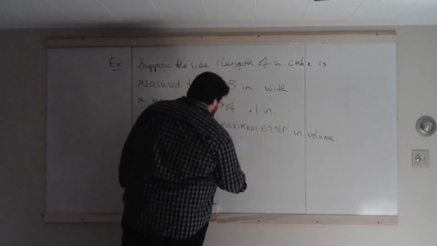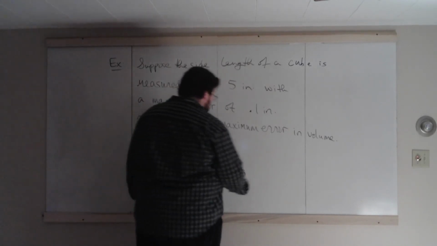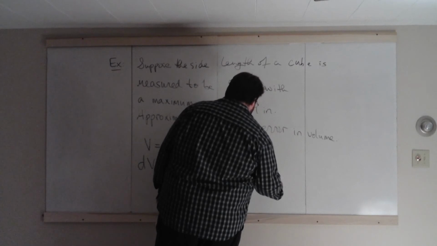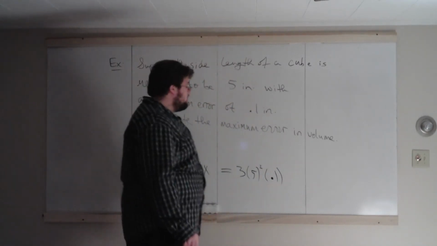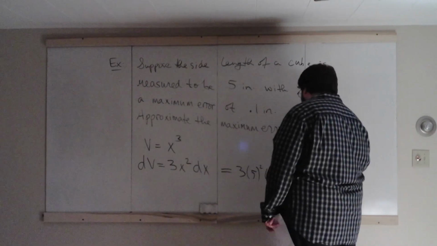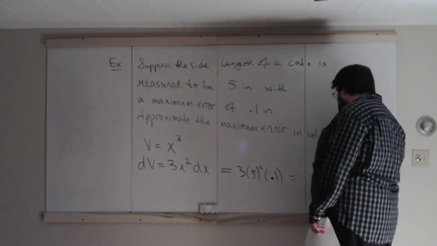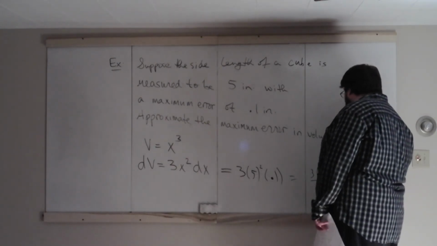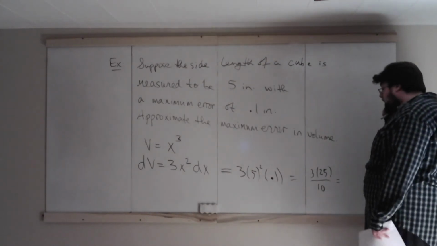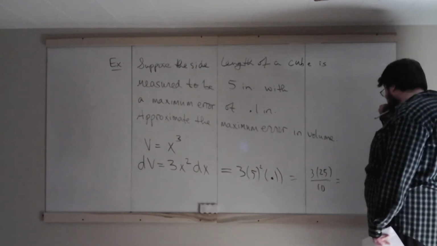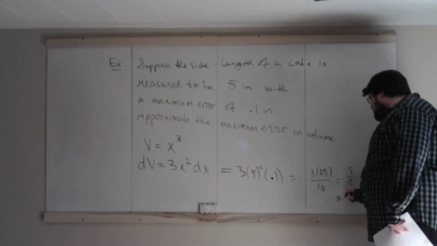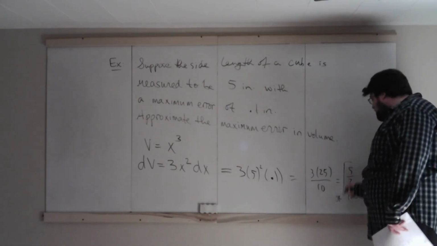So 3x squared, what's x? 3 times 5 squared times the error. The error is 0.1. So what do we get here? We get 3 times 25 over 10, which is 75 over 10. So you could say 7.5, or you could say 15 over 2. So I'll say or 7.5.